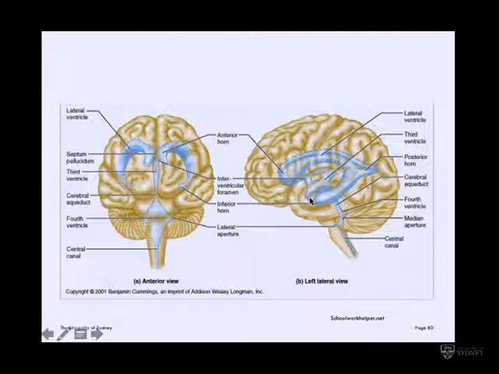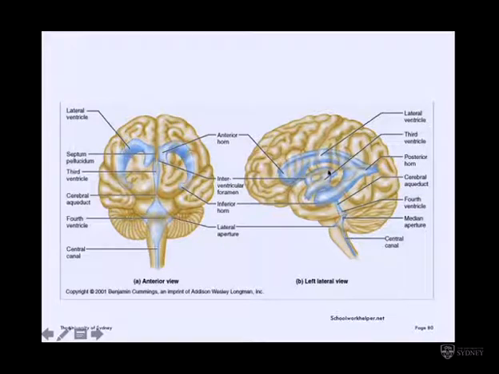So the two lateral ventricles, they empty into a midline structure referred to as the third ventricle. Okay, so two lateral ventricles empty into a midline structure referred to as the third ventricle. The connection between the lateral ventricles and the third ventricle is referred to as the interventricular foramen. Foramen refers to an opening, right? So here's your interventricular foramen, one on one side, that's on the other side there, underneath. And on the lateral aspect, there's your interventricular foramen.